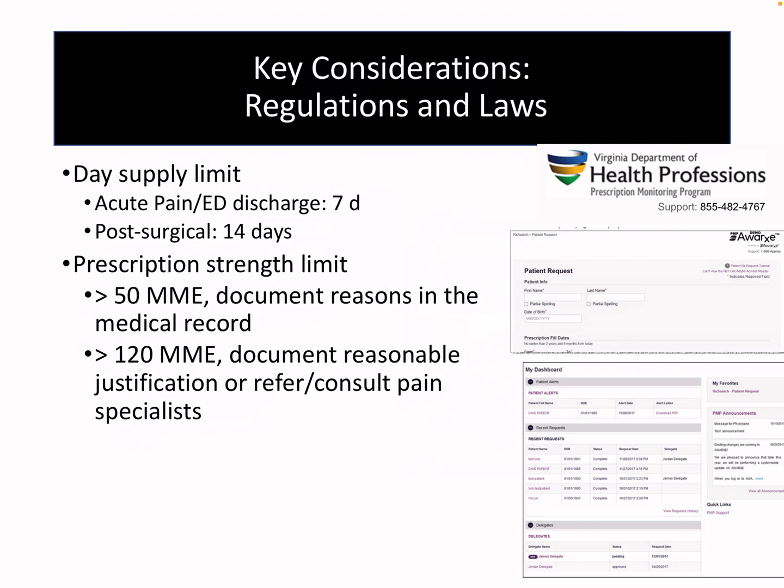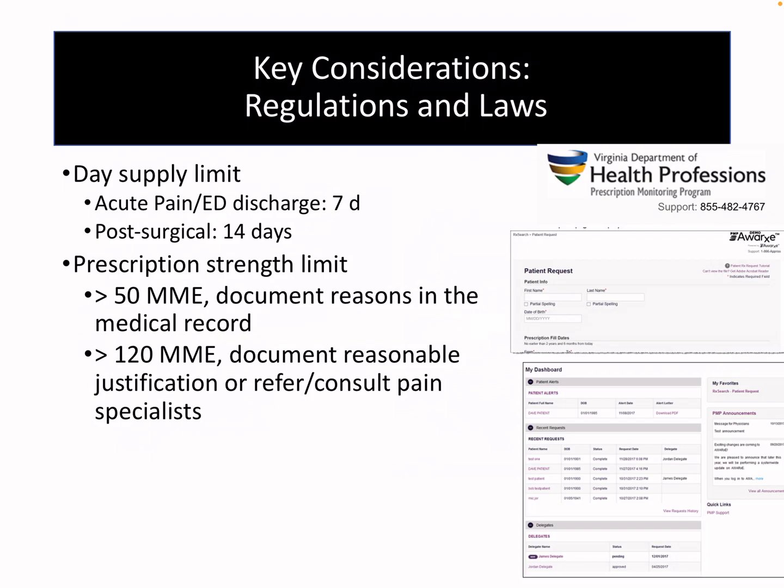There are several laws that govern the use of opioids, including in the state of Virginia. Number one, the state of Virginia does state that you should not use more than 7 days of opioids in patients that have acute pain or are post-ED discharge. If you do extend past this deadline, then you have to give written documentation of such.